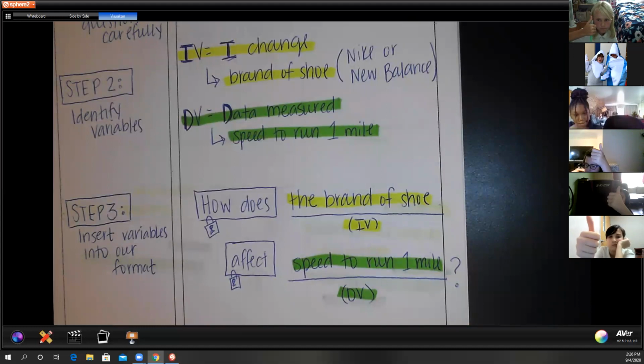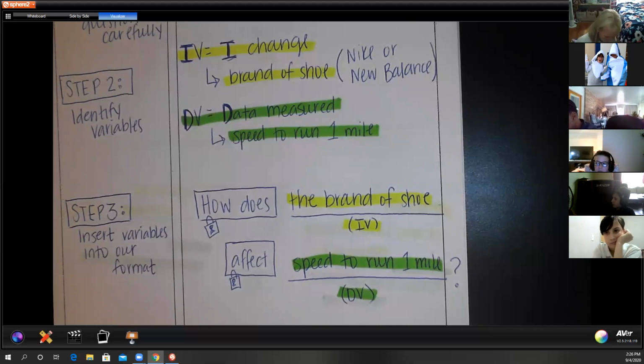All right, so what if I started with the question, how do shoes affect running? Is that specific enough? No. Why is it not specific enough? How is it not specific enough? It starts with the word how. Sion? I'm not describing what I need to test, right?